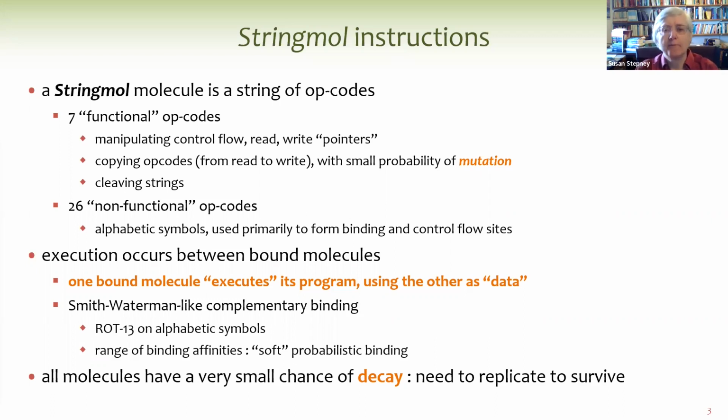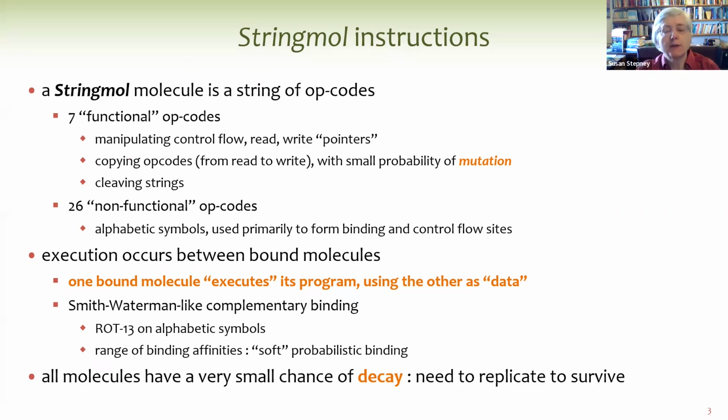It's a micromutation. There's also a bunch of non-functional opcodes, which are just alphabetic symbols, and we use these primarily to define binding sites and control flow, beginning and end.